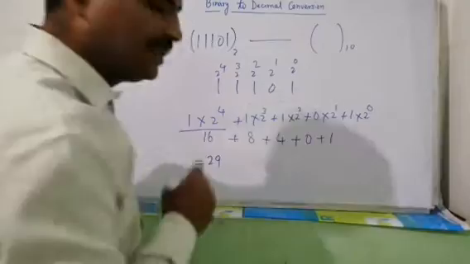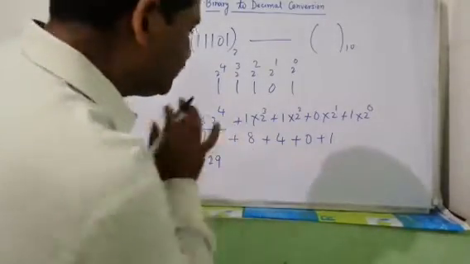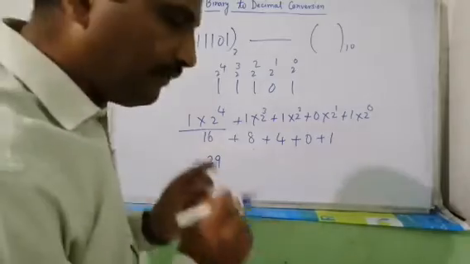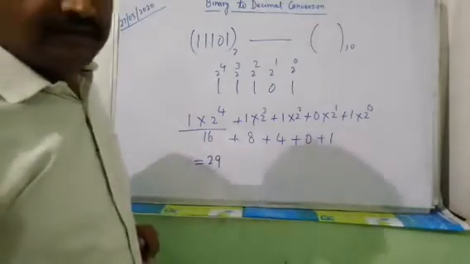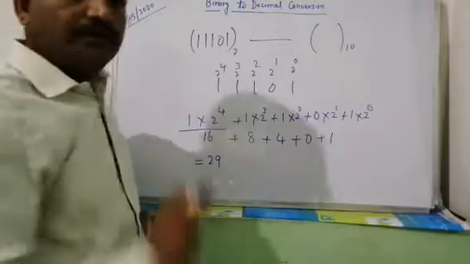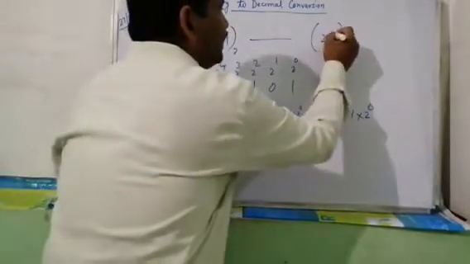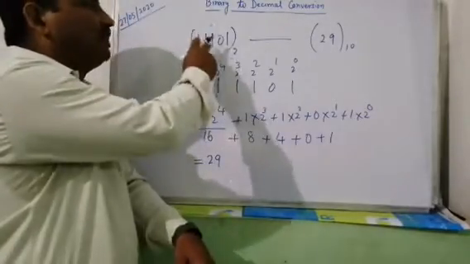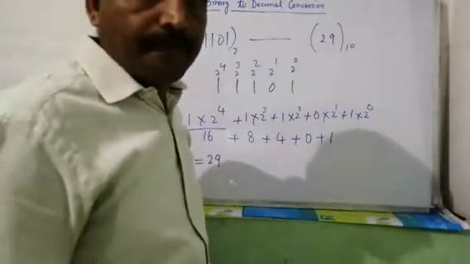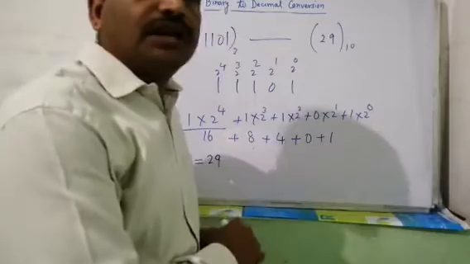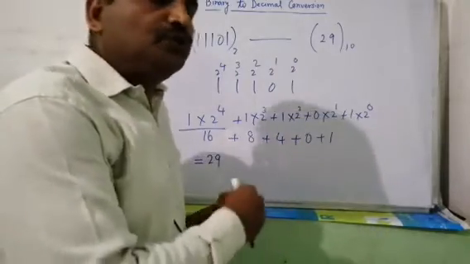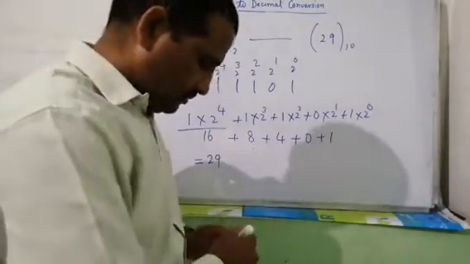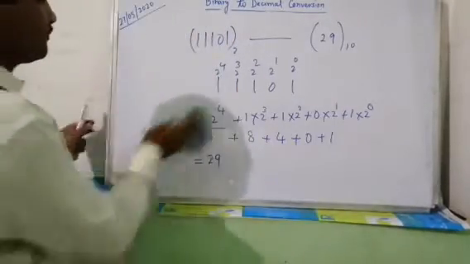So this is the calculation and this is the result. Whatever result comes after adding all the weights of the positions of a binary number will be the decimal number. So this 29 is the decimal equivalent of 11101. This is the method to convert binary digits to a decimal number system. One more example I am going to give.